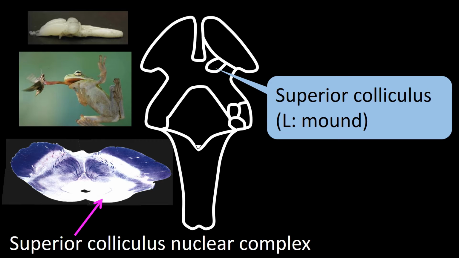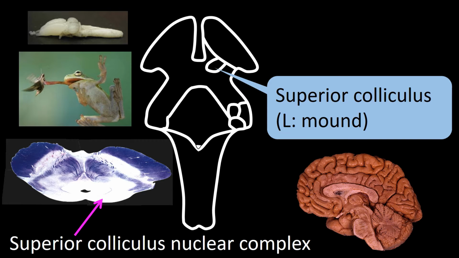I have now introduced a photograph of a frog's brain. Look at the size of the colliculi compared to the size of the brain. I have now added a human brain. See the size of our colliculi in relation to our brain. There is a great difference.